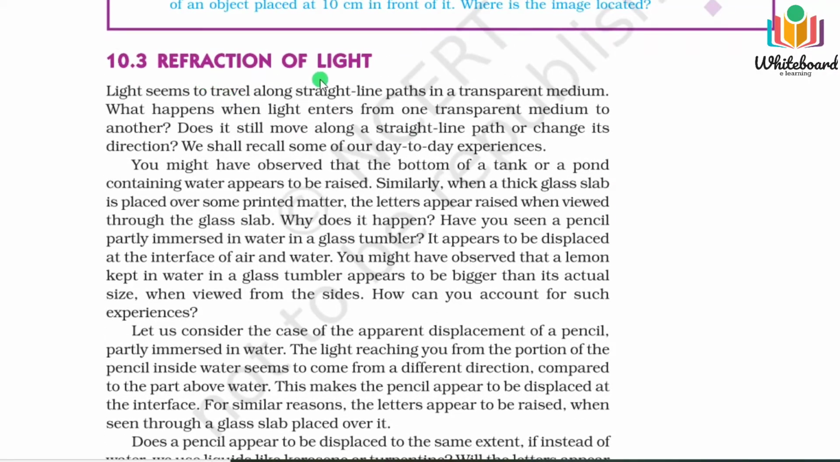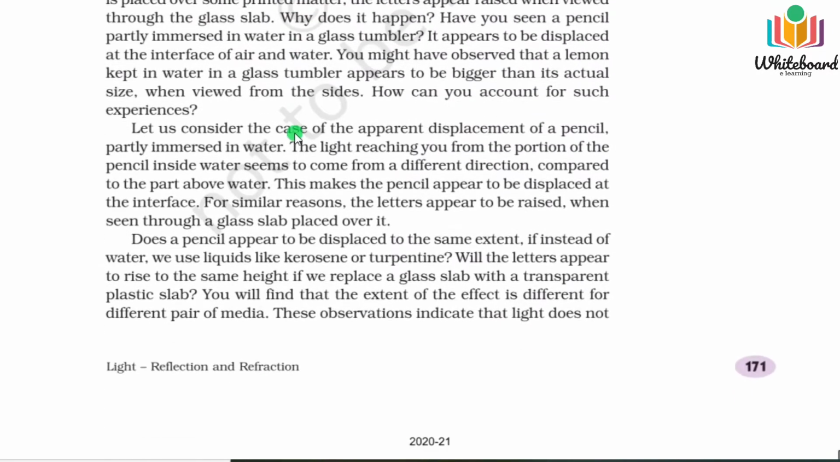Now, refraction of light. So you know what is refraction of light. This is a phenomenon exhibited by light when it bends at the interface of two media. When the light passes through the interface of two media, it actually changes direction, it bends. So this bending of light at the interface of two media is known as the refraction of light.